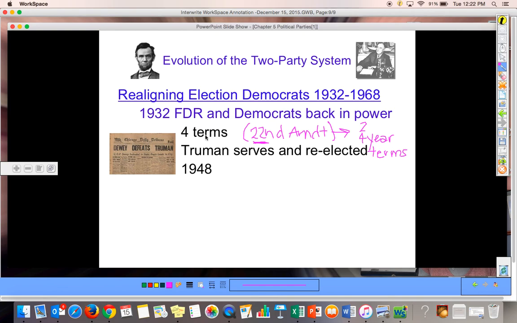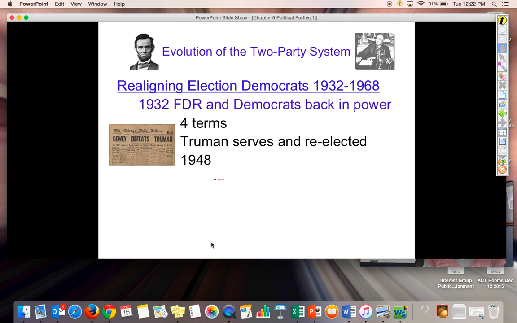So after FDR is elected to his 4th term, he dies shortly thereafter, and the great president from the great state of Missouri, Harry S. Truman, is elected, and he is reelected on his own in 1948. I think you might remember when I talked about polls predicting incorrect things. This is a famous headline, Dewey defeats Truman. That wasn't correct, but Truman actually won.